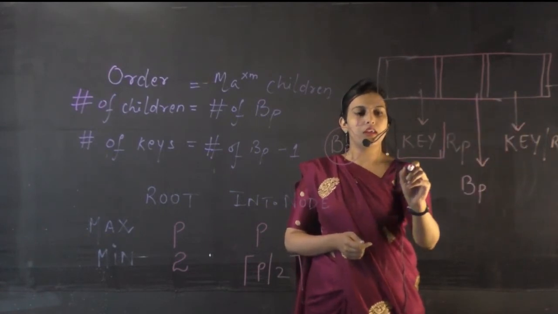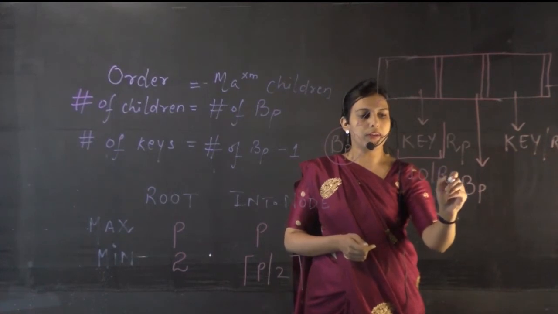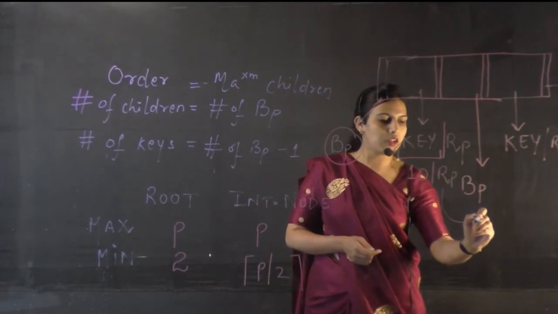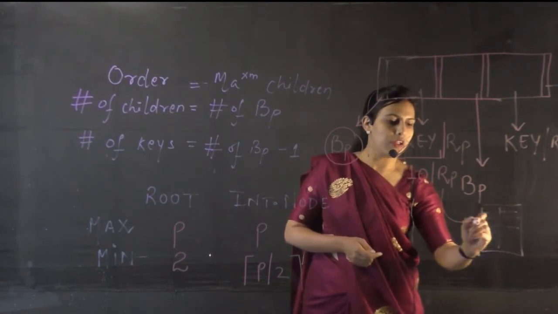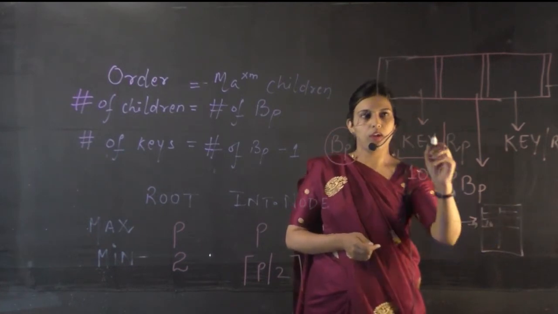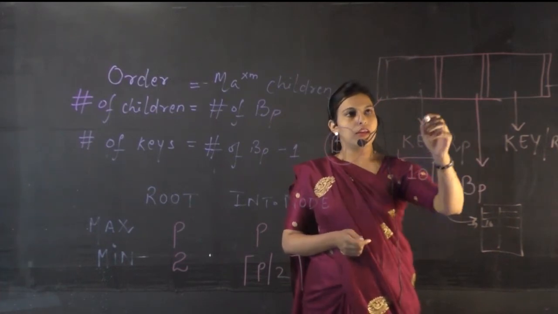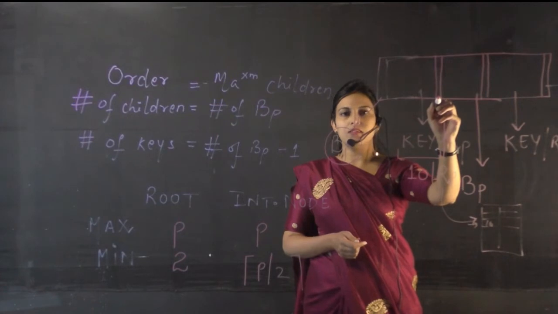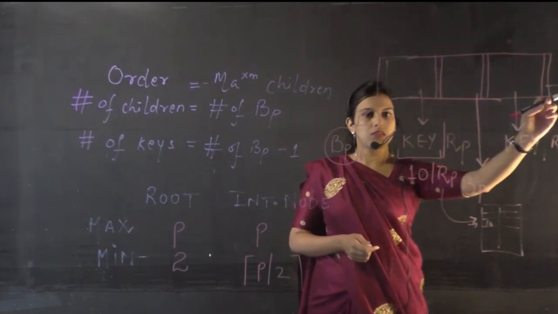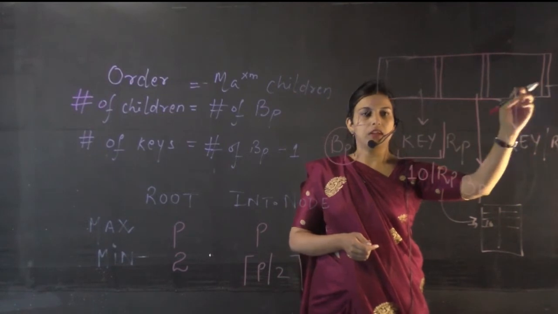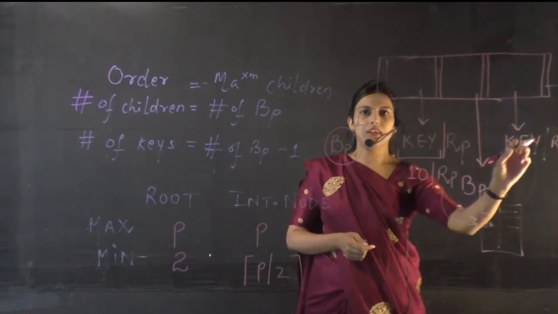So suppose the key is 10, then the corresponding record pointer will point towards the particular record in which the value is 10. So every key value will have a corresponding record pointer. Here again, this is the second block pointer, this is the third block pointer, and this is the next block pointer. Likewise we have key 1, key 2 and key 3.